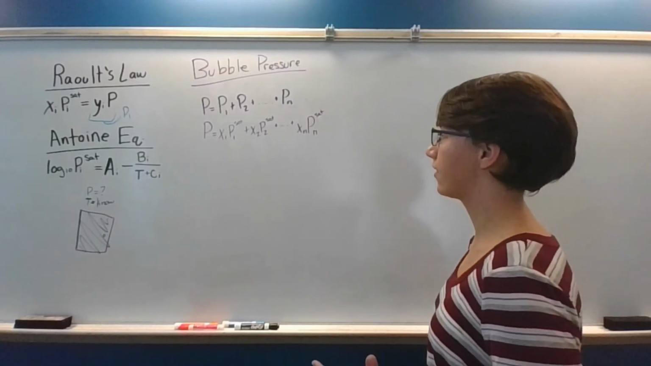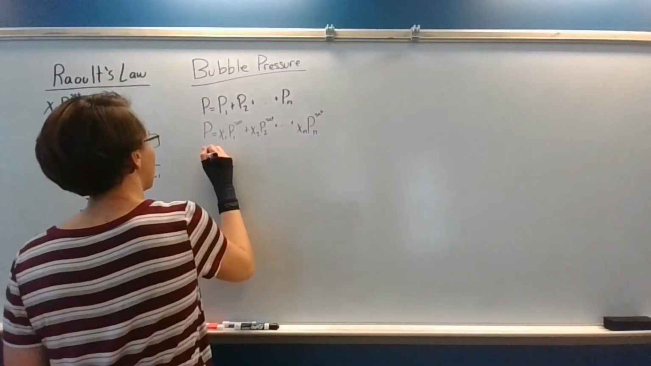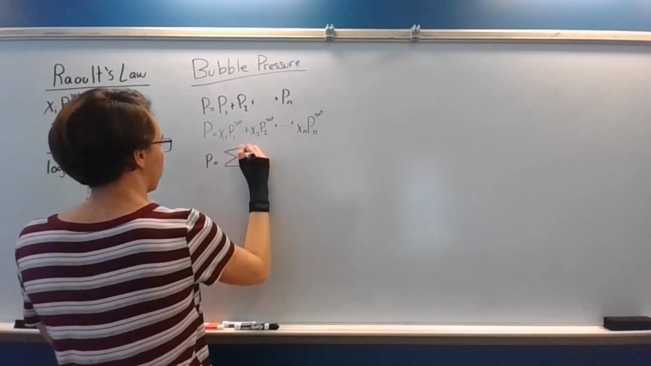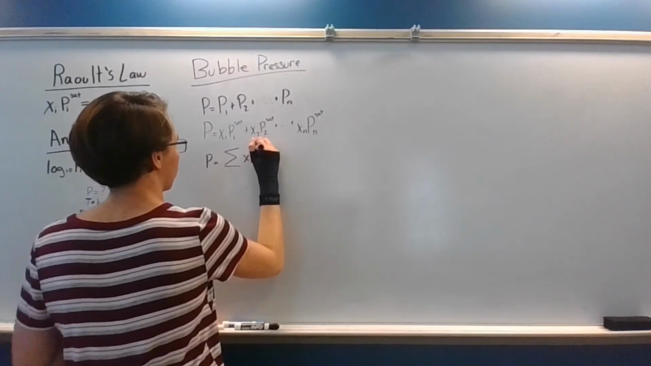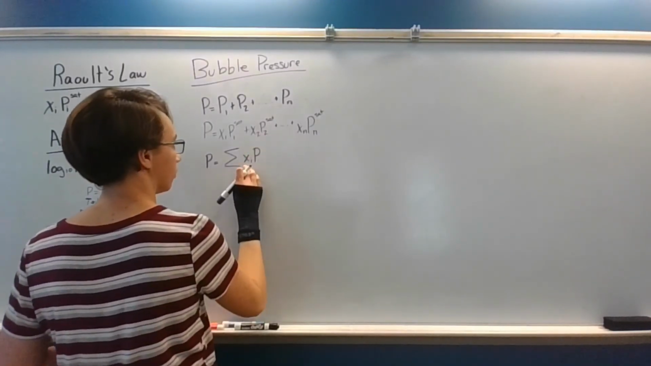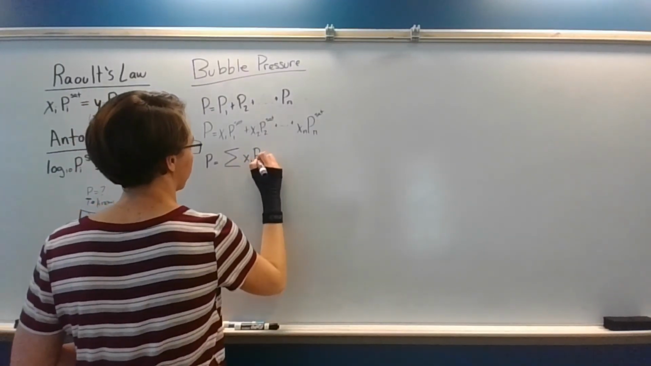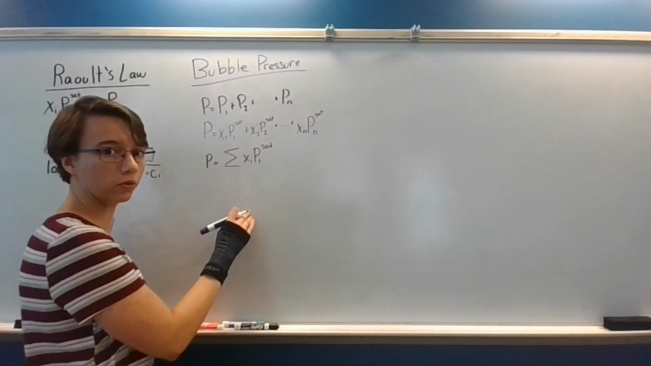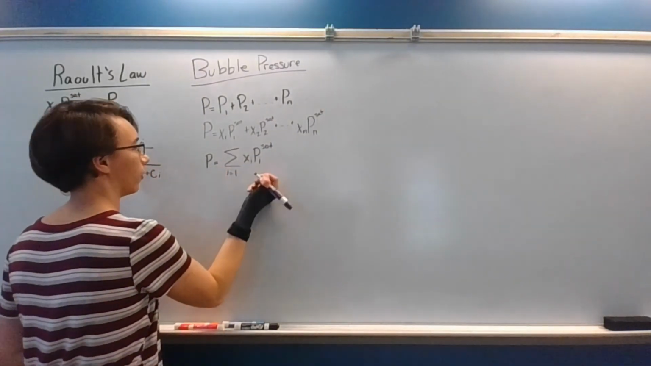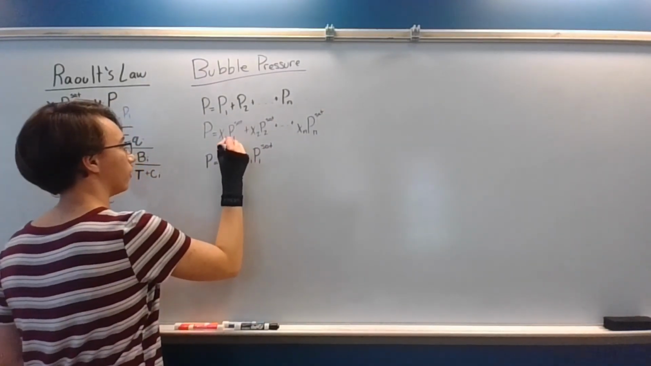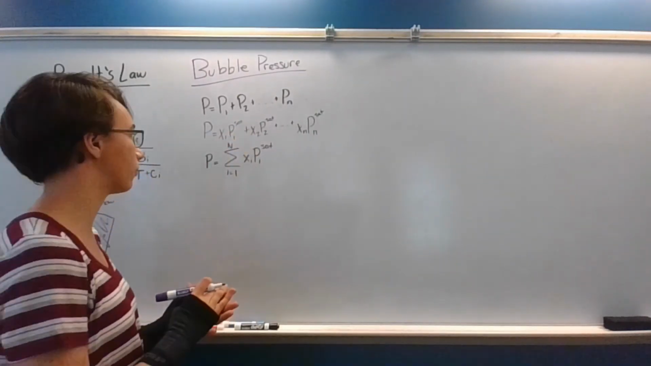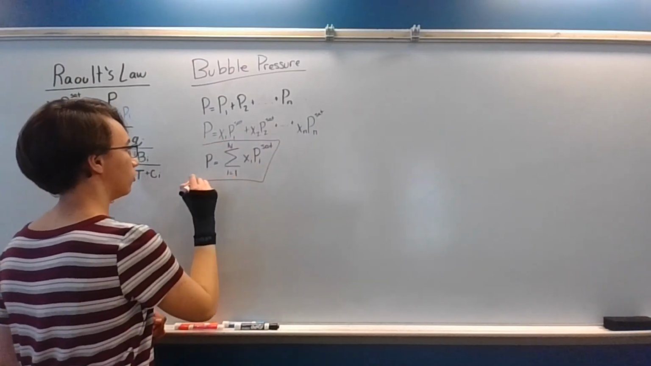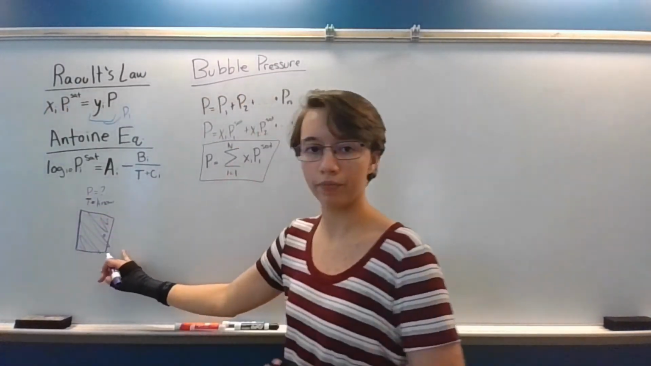And then we can write this as a summation. So our pressure is going to be equal to the summation of x_i, the mole fraction in the liquid phase, times the pure component vapor pressure. And this will go from component 1 all the way up until component N. So that's just however many components you have. And so this is the equation that we're going to use to find this bubble pressure.